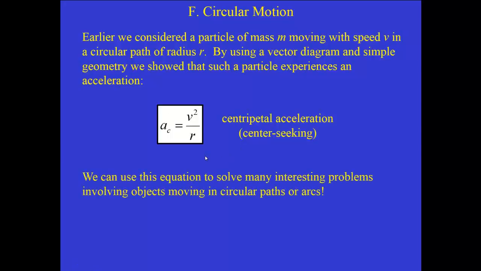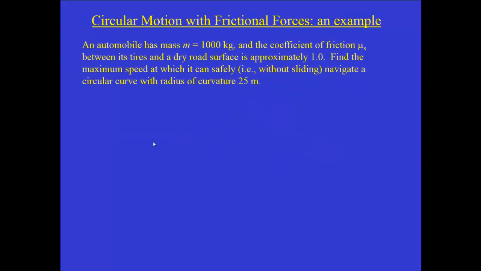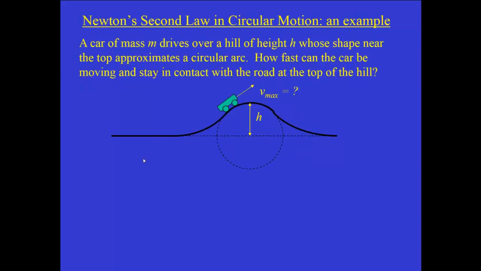We can use this equation to solve lots of interesting kinds of problems involving objects that move in circular paths or arcs. And here, let me just set up this example problem and then show you how to solve it. A car of mass m drives over a hill of height h whose shape near the top approximates a circular arc. And the question that we're going to try to answer is this: how fast can the car be moving and stay in contact with the road at the very top of the hill? So what is the maximum speed that it can have when it reaches the top of the hill and still be on the road surface?